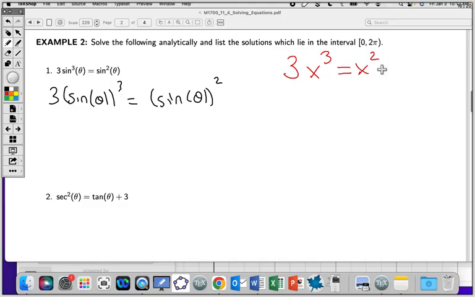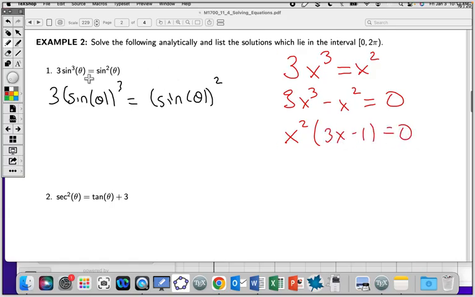In other words, you're not going to lose solutions. In this particular case, if we divided both sides by sine squared, we could be missing solutions because there are places where sine could be 0. So instead of dividing, typically we advocate subtracting and then factoring.